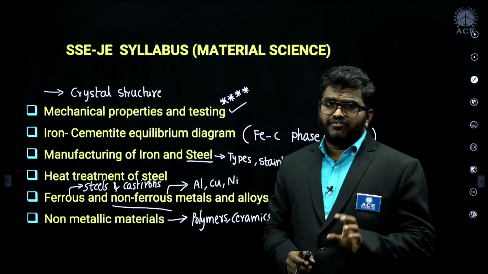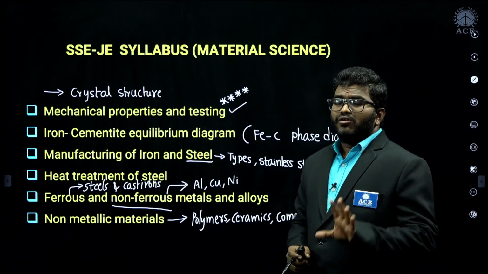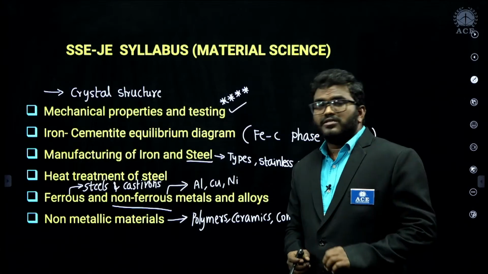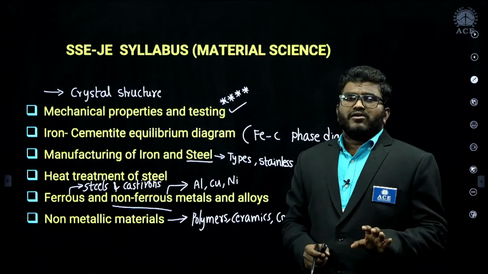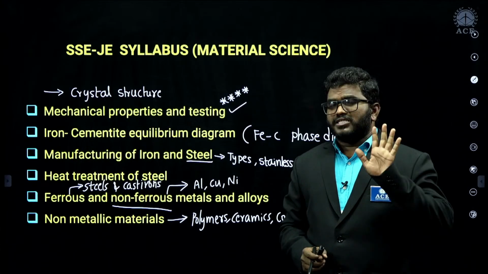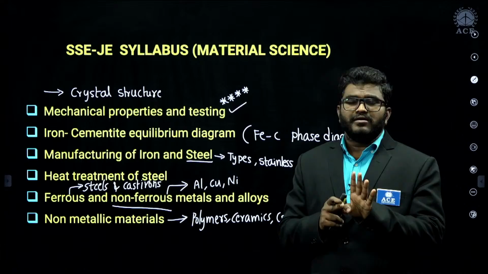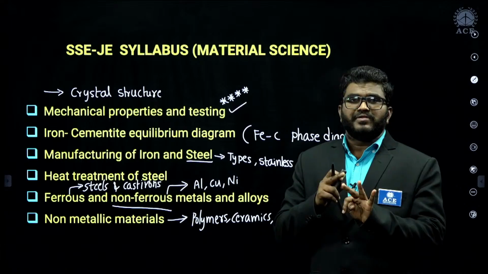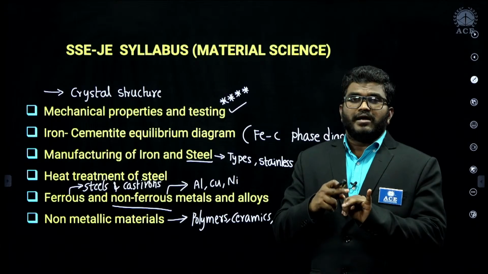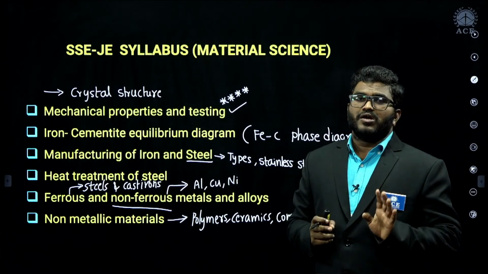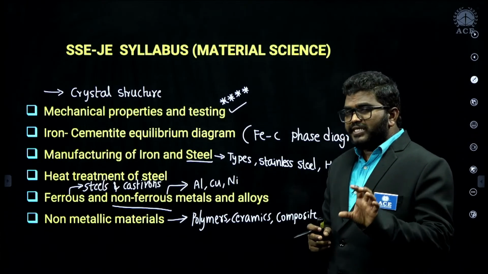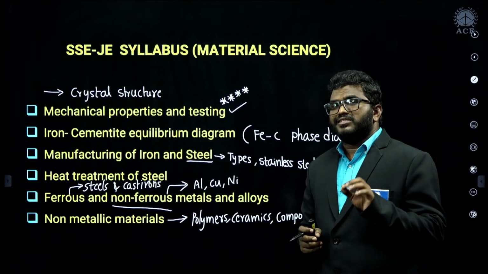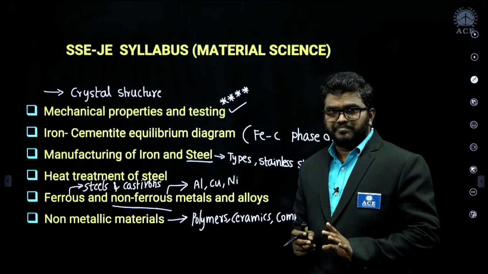So remember, once again I'll recall everything, on what topics you should focus. Remember, 5 types of crystal structures are there: simple cubic, body-centered cubic, face-centered cubic, diamond cubic structure, hexagonal close packed structure. From these 5 types of structures, there is a chance of one question.